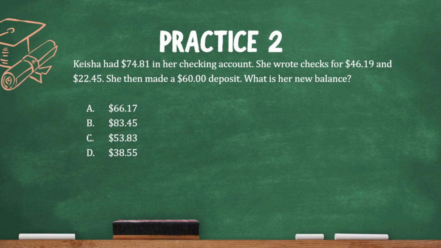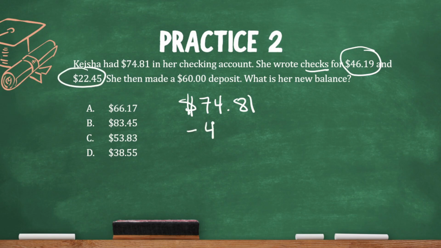Keisha had $74.81 in her checking account. She wrote checks for $46.19 and $22.45. She then made a $60 deposit. What is her new balance? So a long time ago, people used to keep a checkbook, and you always start with the amount you have. So we have $74.81, and then when you write a check, you're paying someone that amount of money. So we're subtracting these two amounts.